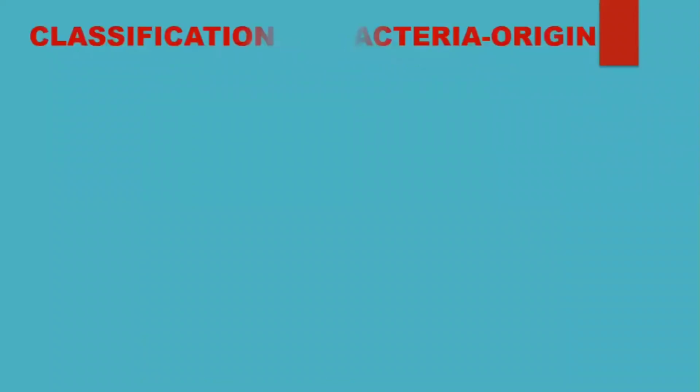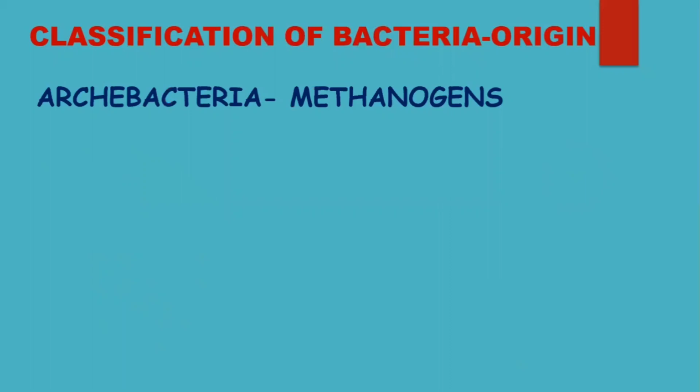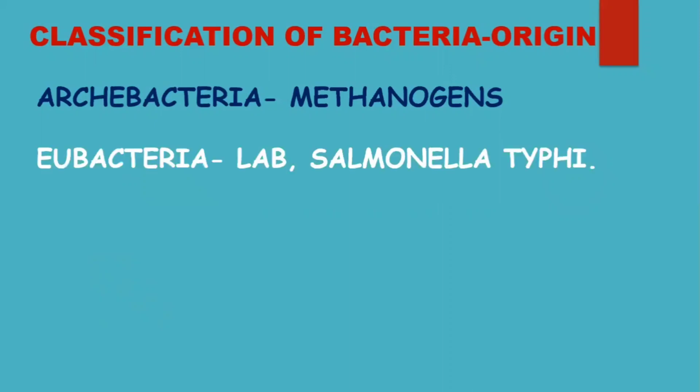We can also classify bacteria depending upon their origin. Archaebacteria. Archae, actually now they have been given a new domain. But remember, archae means primitive bacteria. Example for them is methanogens. You have learned about the biogas plant. In that, methane producing bacteria are archaebacteria. They are structurally somewhat different from normal bacteria, which we call eubacteria. They are considered more evolved.